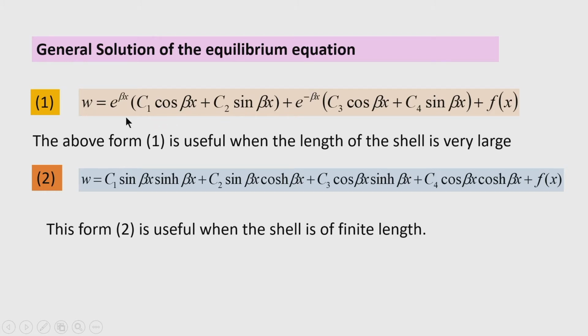Therefore, we neglect the constants C1 and C2 for a very long shell, but shells of finite length have to be solved containing all 4 constants of integration. The 4 constants of integration can be found by applying the boundary conditions at the ends of the shell. So, equation number 1 is useful when the length of the shell is very large, if I drop the constants C1 and C2. Okay.